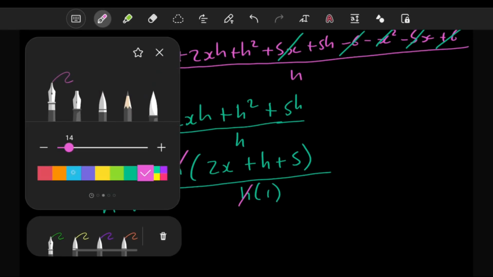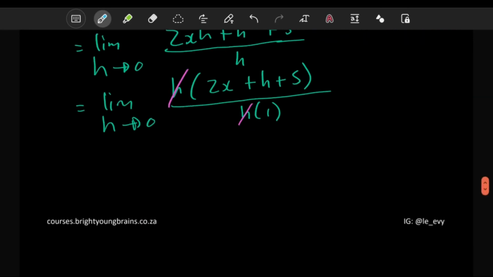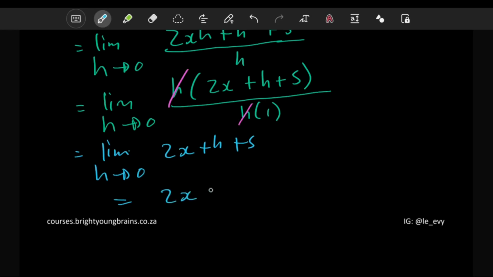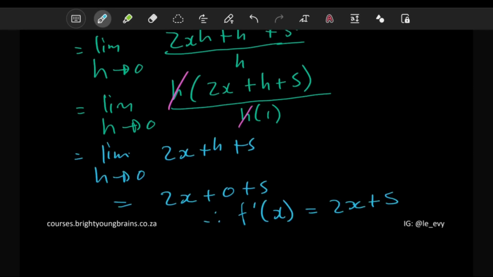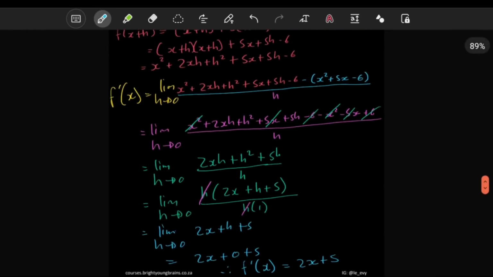The h's cancel each other out, and then you're going to have the limit, hey, what am I saying, him, lol, okay, that was not funny, the limit as h goes to 0, and then now you have 2x plus h plus the 5, and then now you can throw in a 0 where h is. So it's going to be this with a 0 with a 5. Therefore your first principles is just 2x plus the 5.